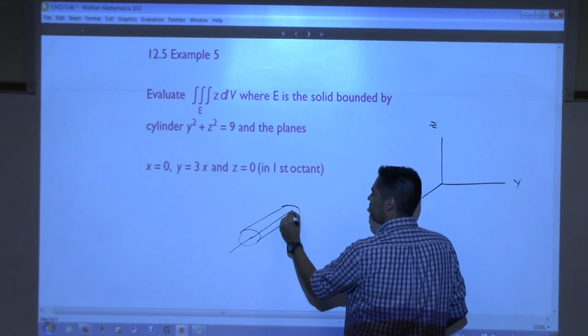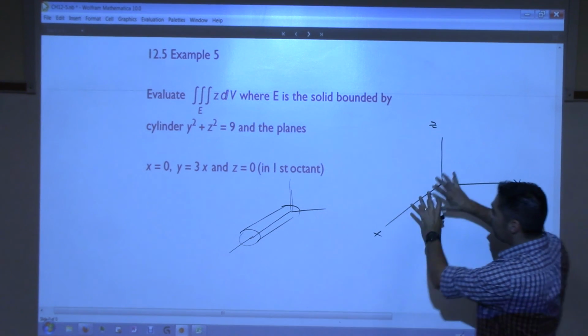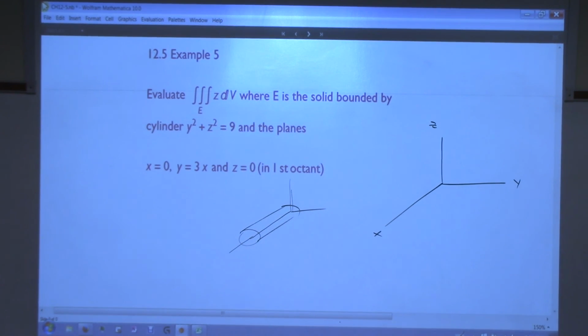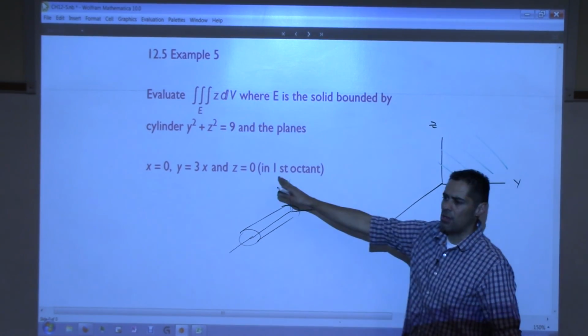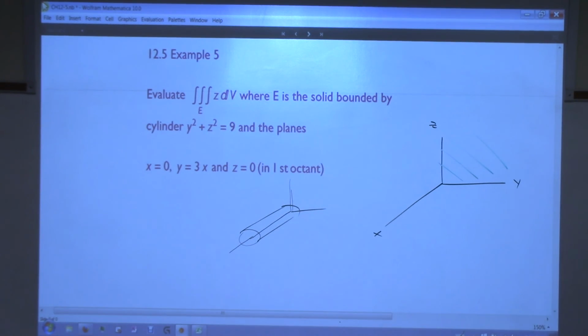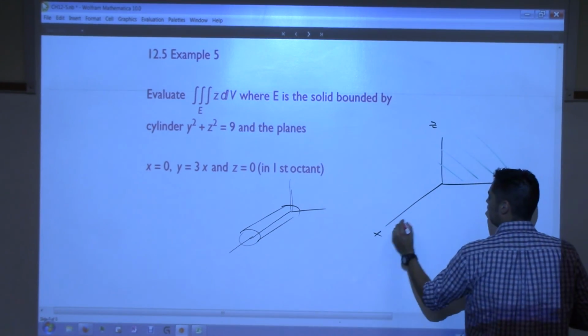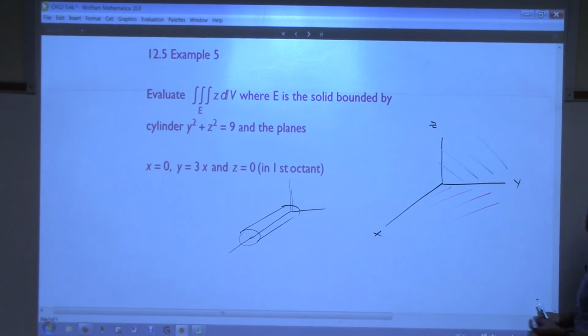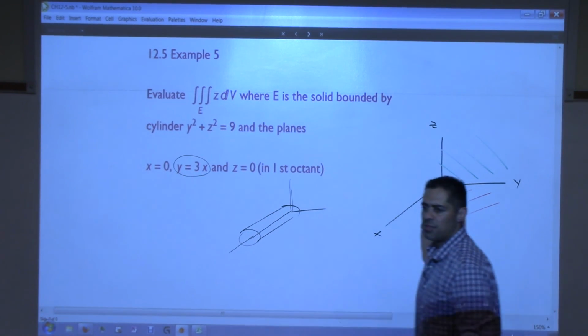So my x-axis goes through here, and of course it extends in that direction forever, but I know that's in here. And then I have x is 0, which is the back wall, right? I'm only in the first octant, so I'm only going to draw this back wall. Then z equals 0 is the ground, right? Then I have a plane, y equals 3x.